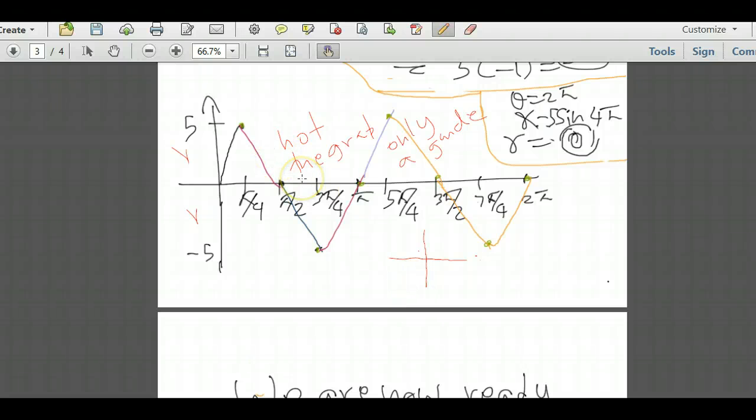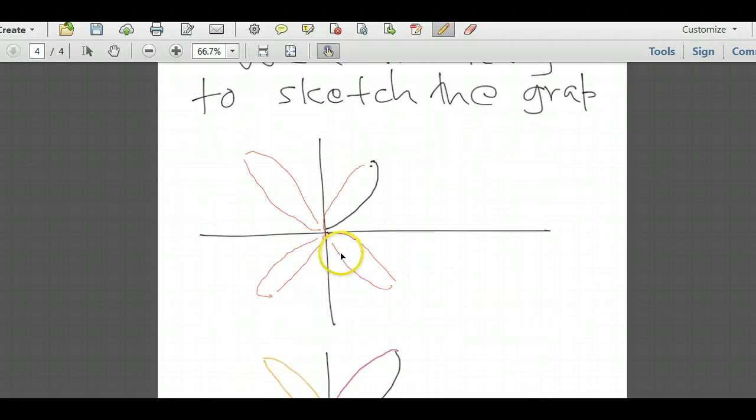Now let's see what happens after pi over 2. The next segment is from pi over 2 to 3 pi over 4. Now when theta goes from pi over 2 to 3 pi over 4, what happens to r? R goes from 0 to negative 5. Now you've got to be a little careful here.